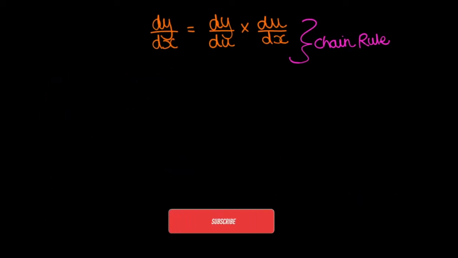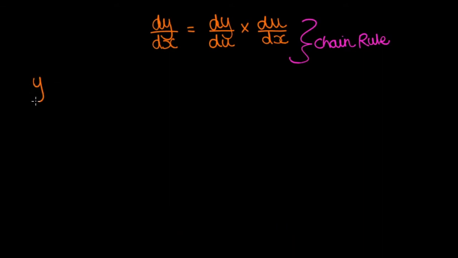Alright, so let's go through a couple more examples so that you become a bit more familiar with when you need to be using the chain rule. So let's say y is equal to x cubed minus 1, all to the power of 7. Again, here we have a composite function because we have the inner function x cubed minus 1 and we have an outer function raising that to the power of 7.